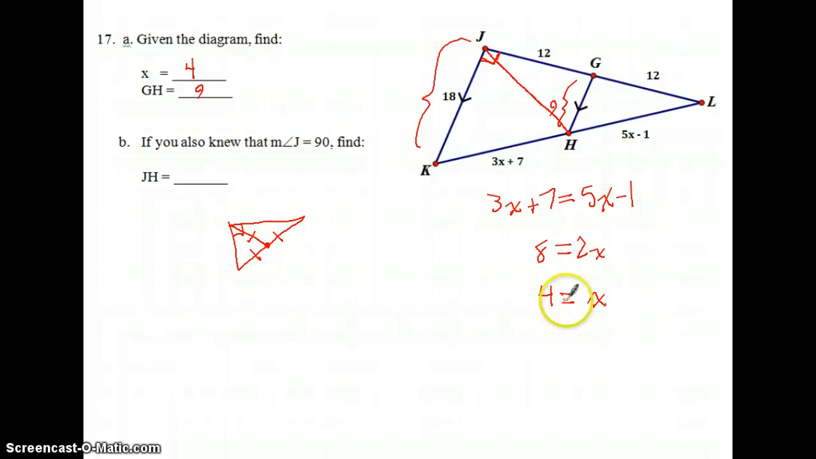And I know what these are now. If x is 4, this is 19. I can just check this while I'm at it. This is also 19. Good. So we have 19. Okay, I think that completes the review packet.